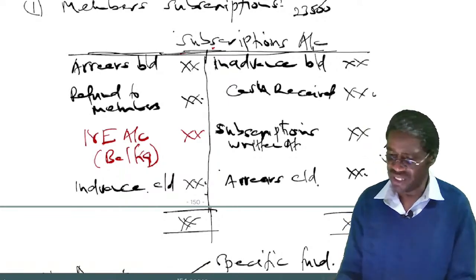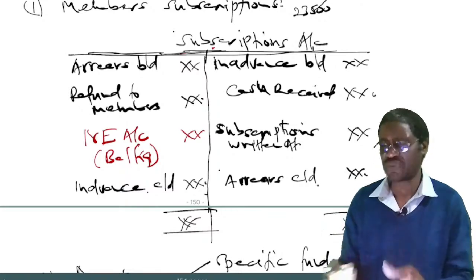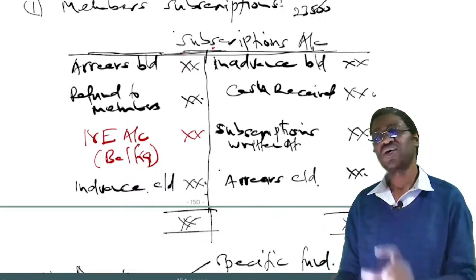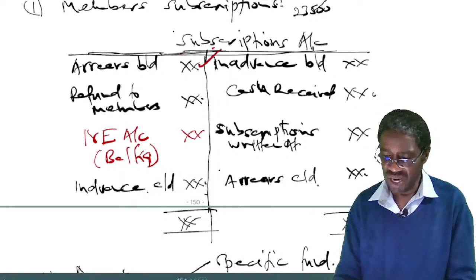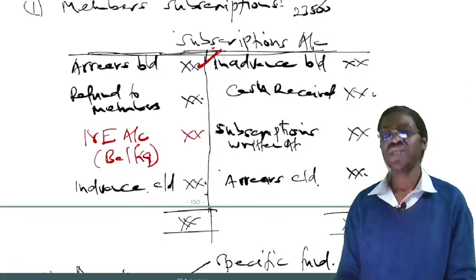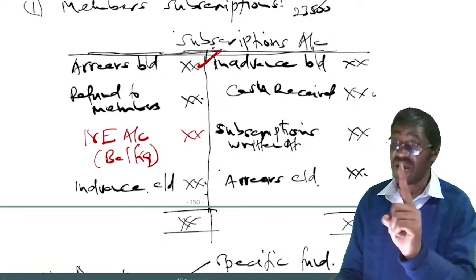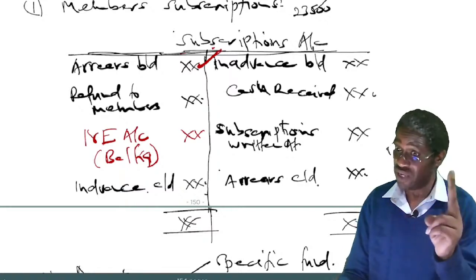I started by saying if you have any members who have not paid their dues by the beginning, that's an amount you are demanding from them. We call it subscriptions in arrears. Bring it down by the beginning. If there are some members who have not paid due by the end of the year also, that was by the beginning.